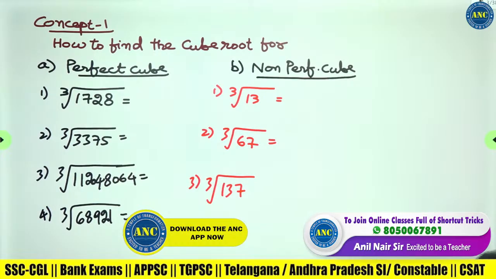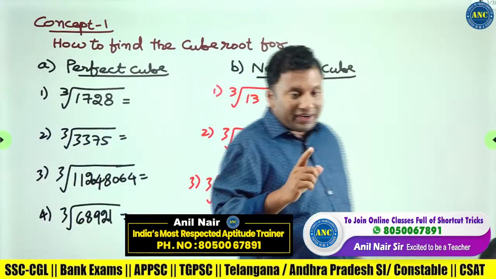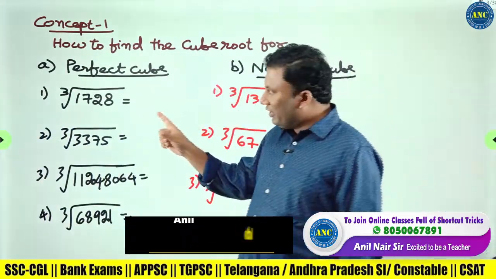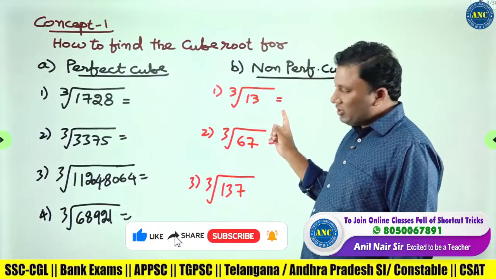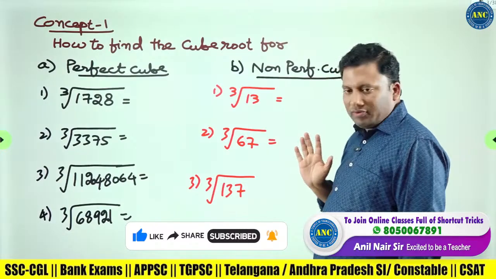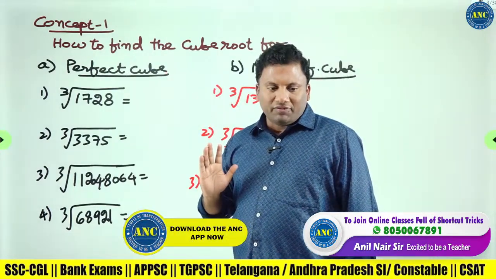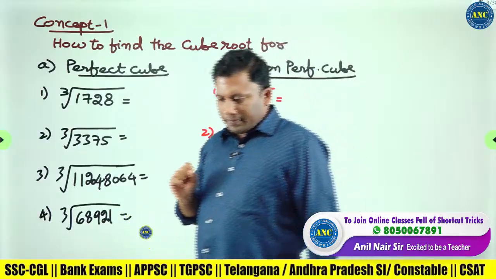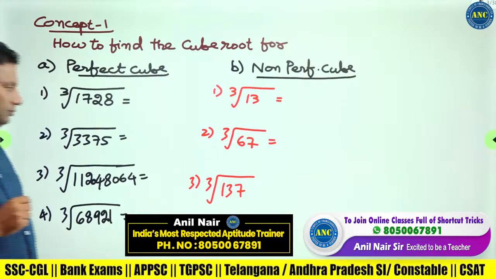Now the first question arises, which logic to use? How to check whether a number is a perfect cube? Same thing we did for square root. Square root we did for a perfect square and a non-perfect square. Perfect cube we will do and non-perfect cube we will do. Side heading, write down: perfect cube.